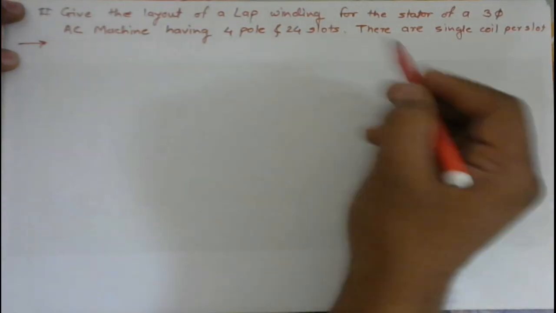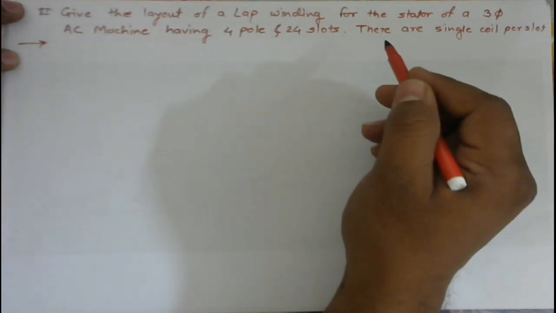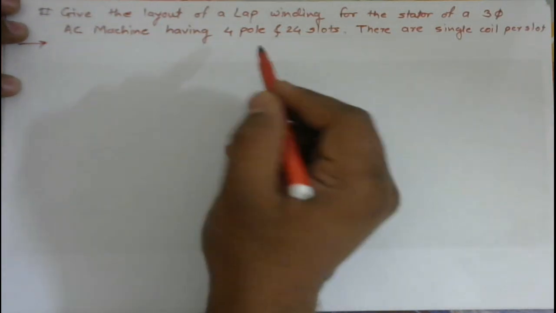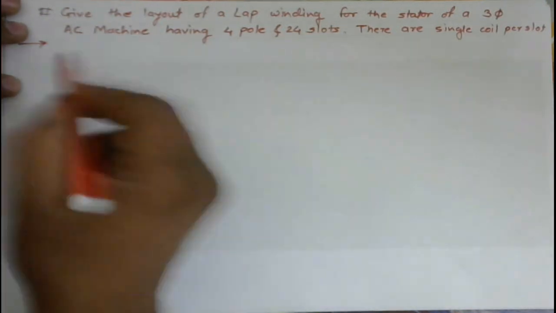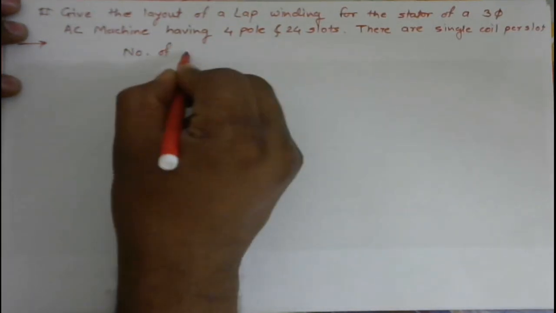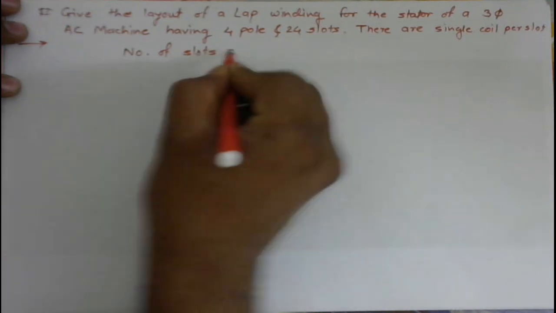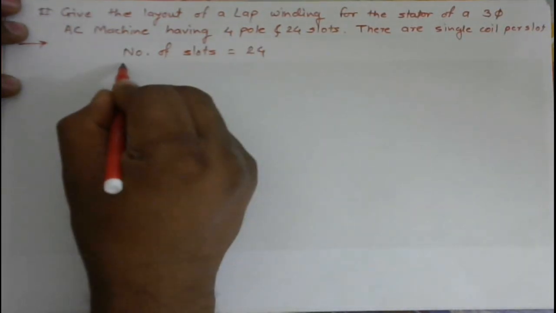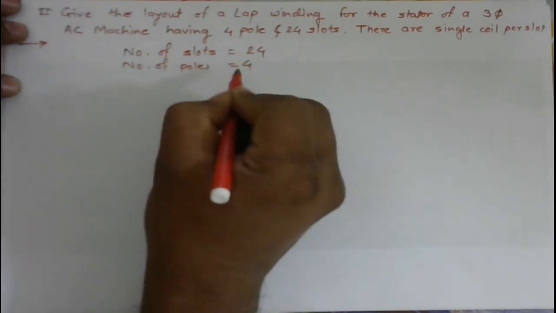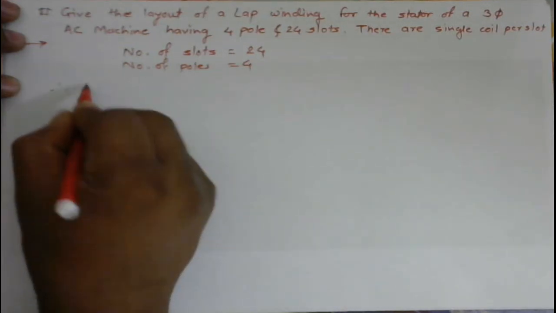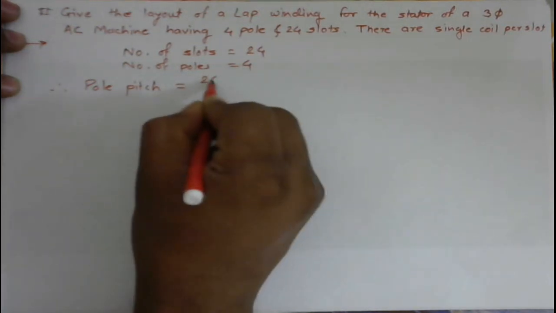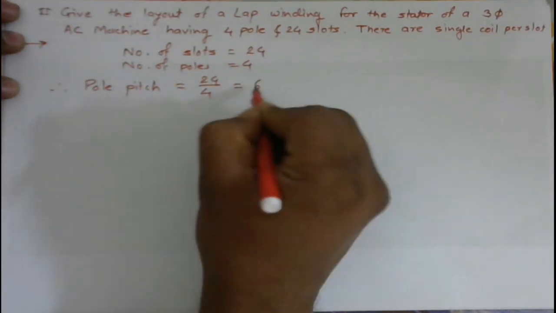So in this numerical we have to just do the calculation and draw the single layer winding, three-phase winding for 4 pole and 24 slot. So let us solve this. We have number of slots equal to 24, and we have to design for 4 poles. Therefore pole pitch is equal to 24 by 4, which is equal to 6 slots.